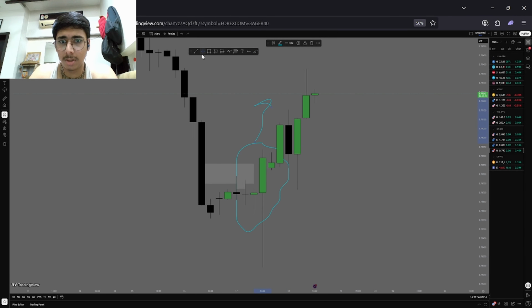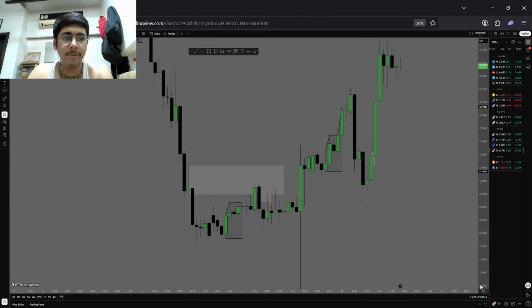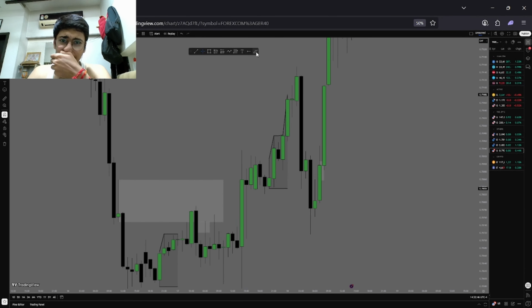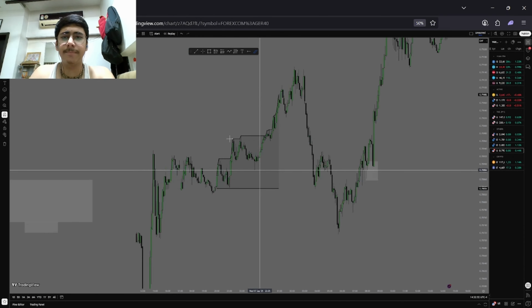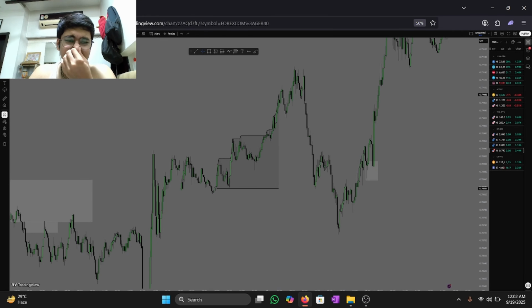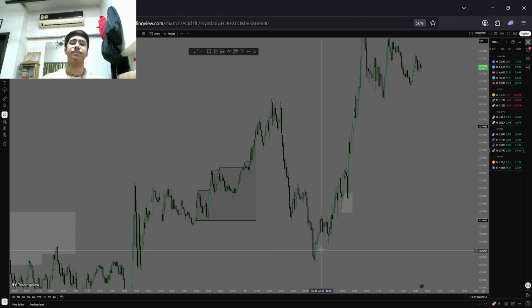In 4 hour we were bullish. In 1 hour too, I was pretty confident that we are going to push up, watching these candles. Then we'll go down to I think 5 minute, and yes, this was where I messed up. What happened here?